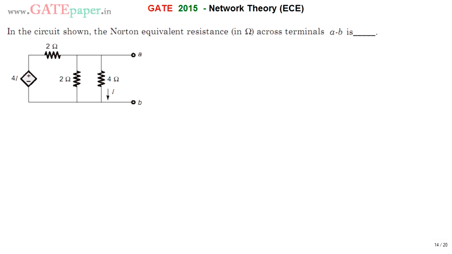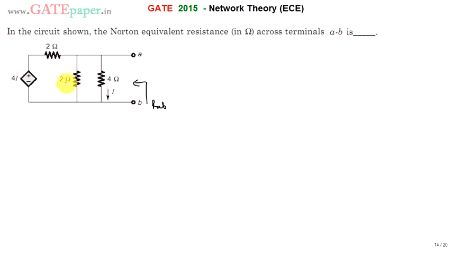Hello, we are discussing the GATE 2015 ECE paper. Look at the circuit shown. Find the Norton equivalent resistance across the terminals AB. So what is the equivalent resistance RAB that we are going to calculate?